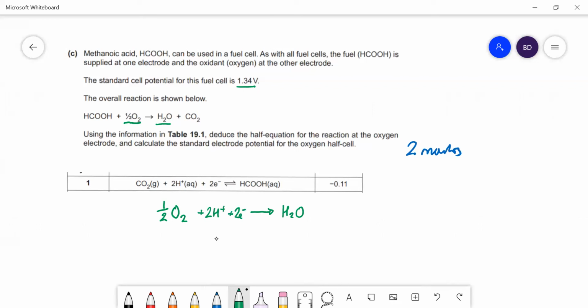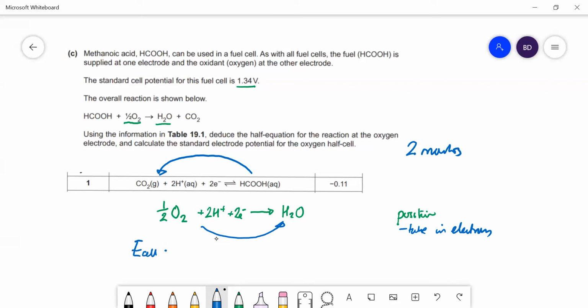Right, and this must be the most positive one, because this one is going to take in electrons. It's got to go forwards. And this one, the methanoic acid, is going to be oxidized to CO2. That's going to go that way. And we know that E cell is equal to the E right minus the E left. Now the right hand side should be the positive one. So this is the right electrode, and this one is going to be the left.